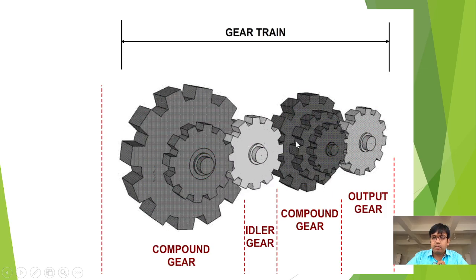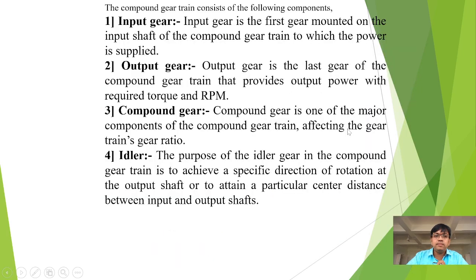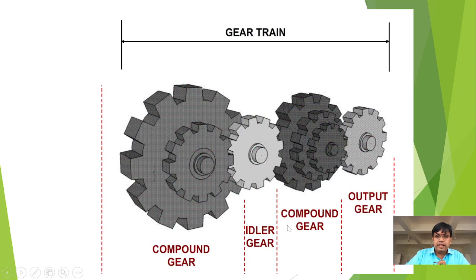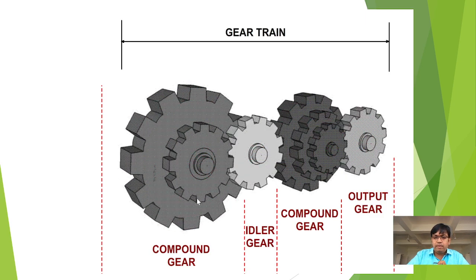This second compound gear has 3 gears. When you have more number of gears, you can increase the torque to the output gear. You see, this is the output gear. Now, what are the elements in the compound gears? The first one is the input gear, which is mounted on the shaft, and the second one is the output gear, which is mounted on the output shaft. The third one is the compound gear, which is the main gear and will affect the gear ratio. And the fourth one, the very important one, is the idler gear.